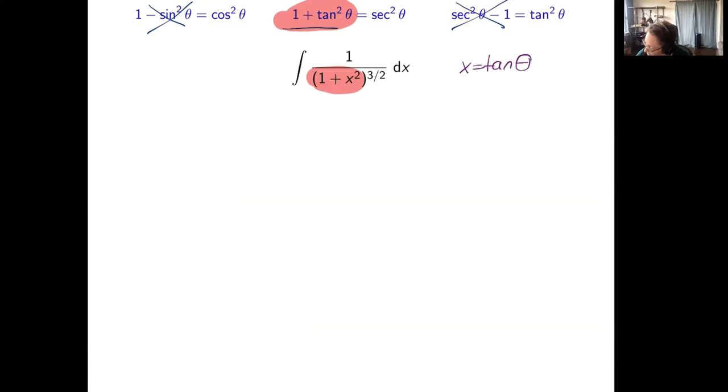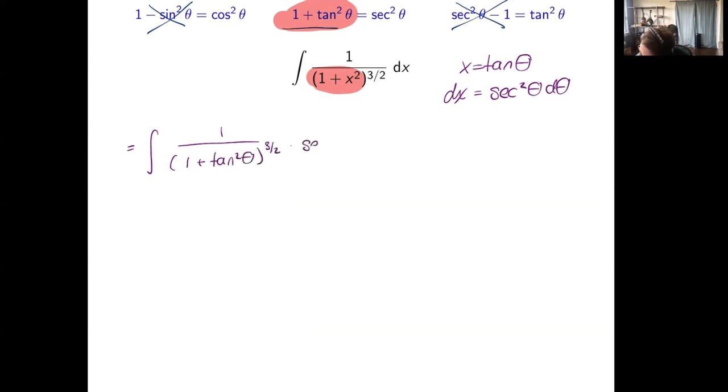So what I'm doing here is defining a new variable theta, and this is its relationship with tangent. If I'm doing a substitution, of course, I also need to find dx. So in my substitution, 1 plus x squared becomes 1 plus tan squared theta, still raised to the power 3/2, and dx becomes secant squared theta d theta. Always remember, we don't just get to say dx is d theta, we need to glue something to d theta.